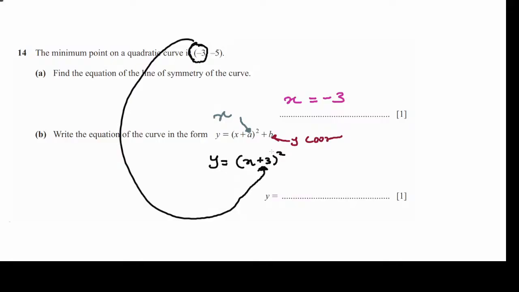And what's B? B is the y coordinate of the turning point. So A is the x coordinate of the turning point. And what's B? That's the y coordinate of the turning point. So what's the y coordinate? It has been given as minus 5. So you simply write minus 5 here.